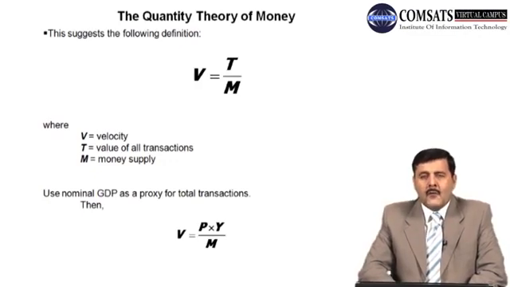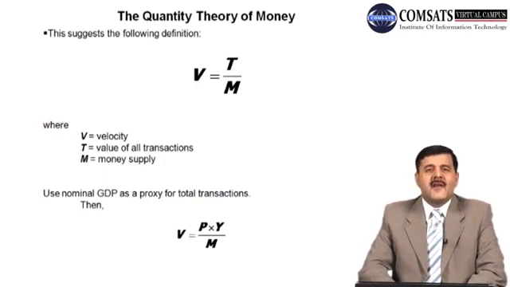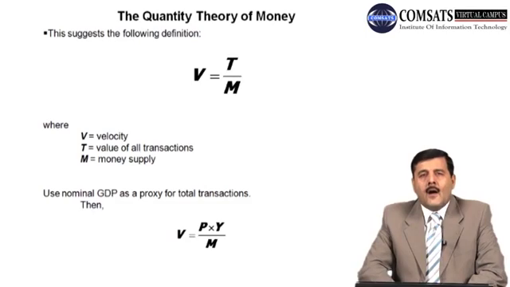Suppose we use nominal GDP, which is price into income, as a proxy of the transactions in the economy. Then the above equation can be written as V is equal to price into Y over M. Now what is P into Y? It is the nominal GDP. And if we use nominal GDP as a proxy variable for transactions, we can write the velocity equation as V is equal to PY over M.